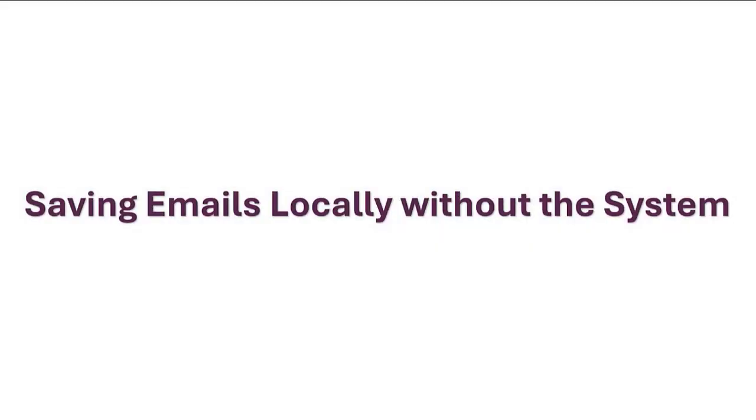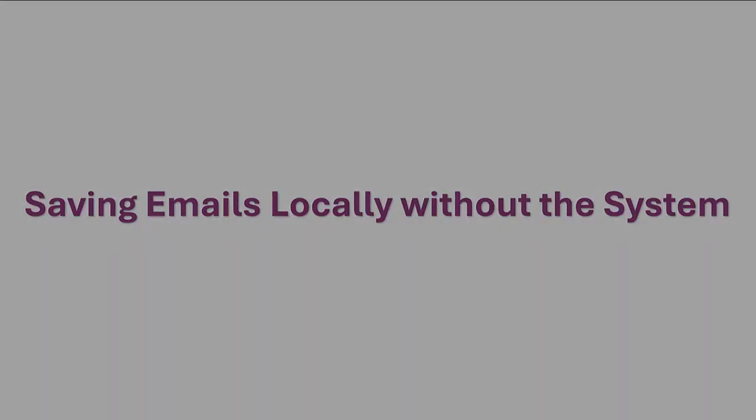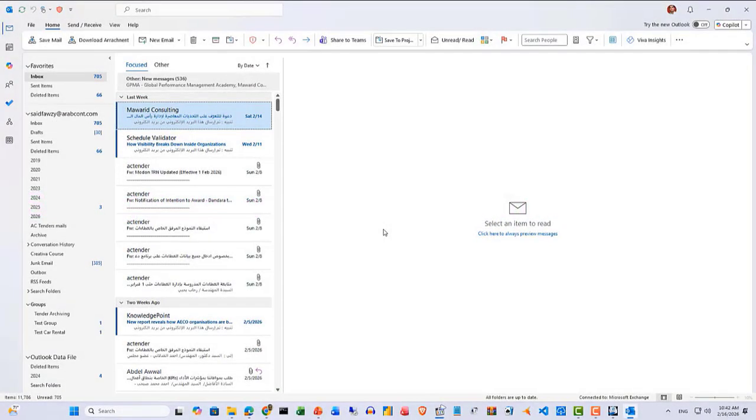Saving emails locally without the system. If you do not have this archiving system and you want to free up online mailbox space while keeping a full local copy of your emails, use Outlook Classic and export folders or emails to a .pst file. After finishing, close the Outlook data file so it does not remain loaded in Outlook. This is a particular and reliable solution and the best option for local archiving without a custom system.